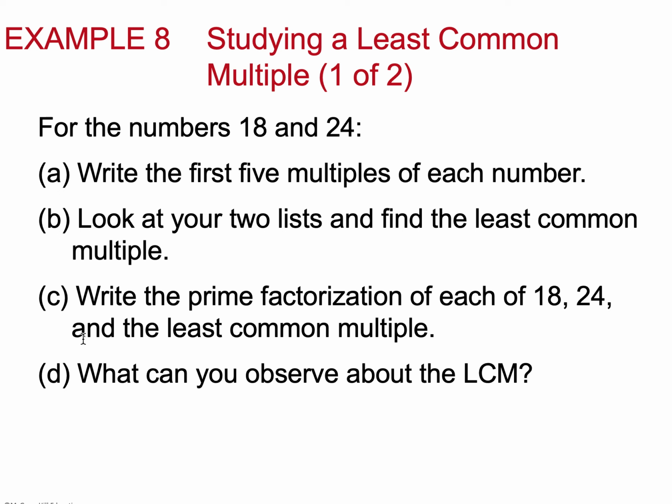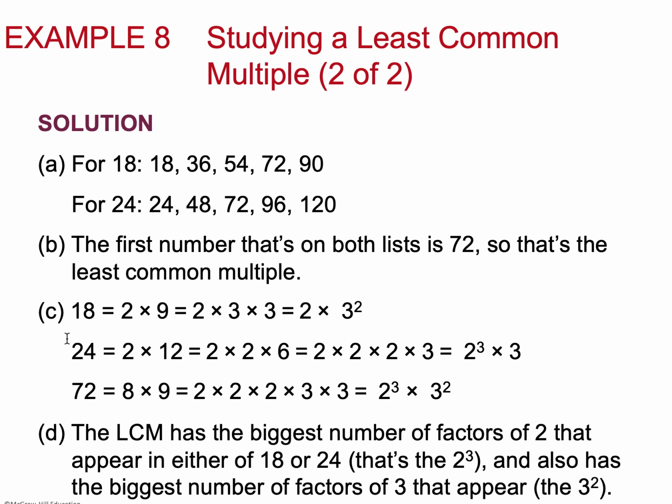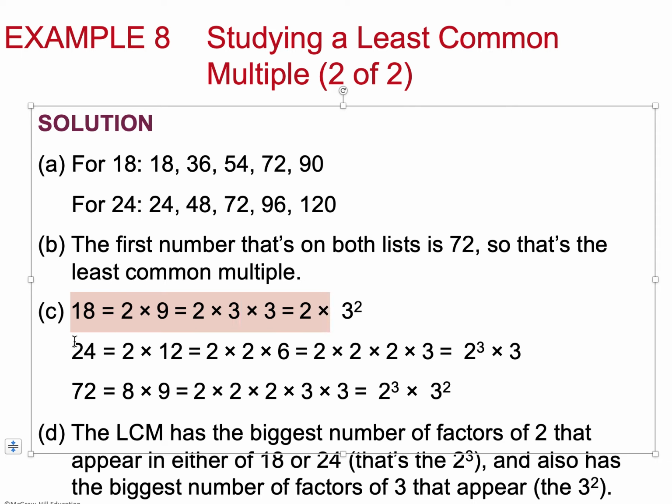If I want to write the prime factorization, then I would do the prime factorization just following the normal process. Now they wanted me to also do the prime factorization of the least common multiple. And what's interesting, as you can see, they're all made with 2s and 3s.